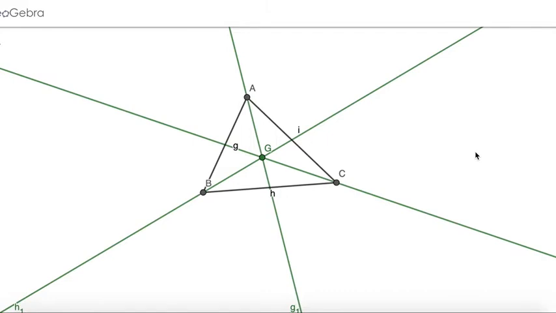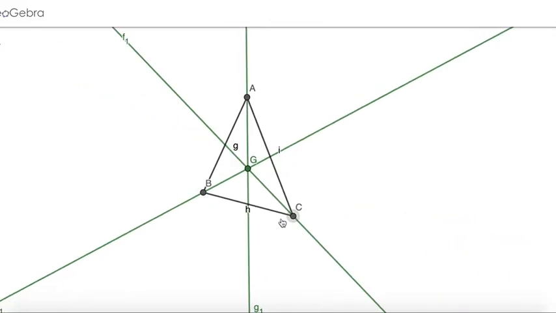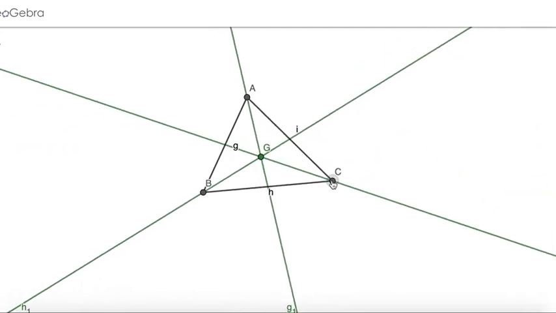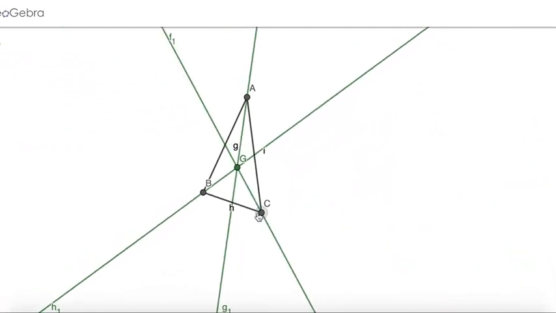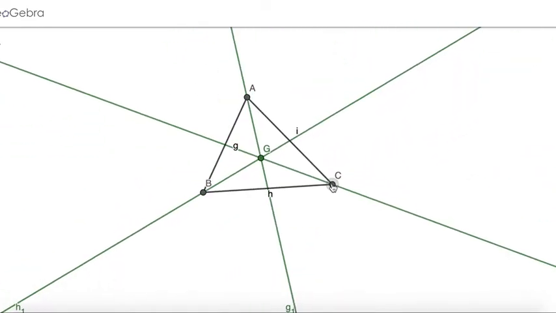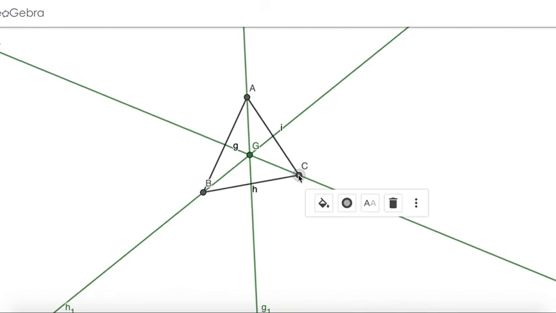Last but not least is the centroid. The centroid is known as the intersection of 3 medians in a triangle. Something special about the centroid is that no matter how you move the triangle, the centroid will always remain in the area of the triangle. So I'll move it around, and you'll notice that however crazily I'm moving it, it'll always stay in between the 3 points and inside of the triangle.